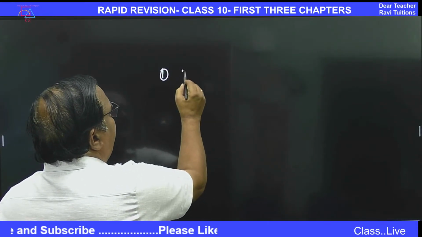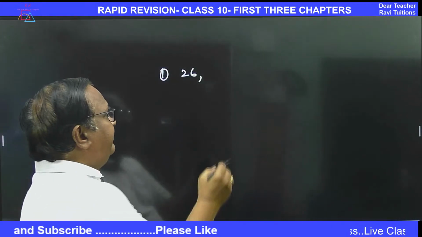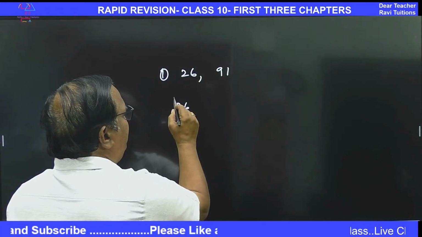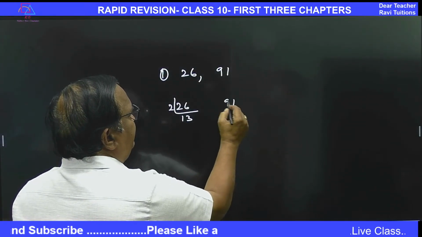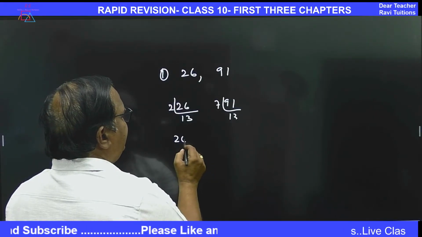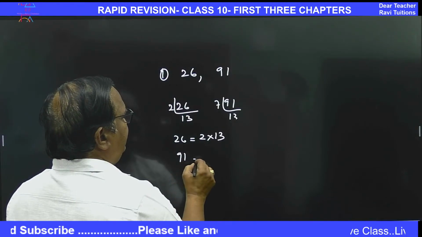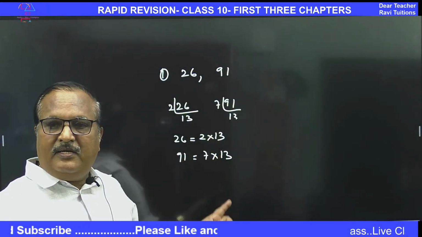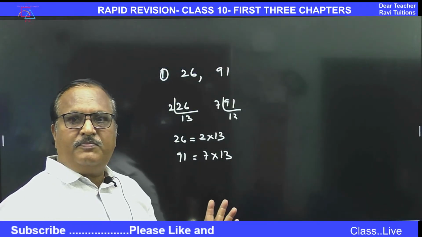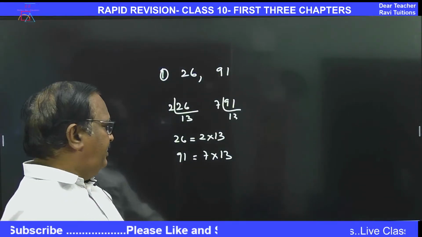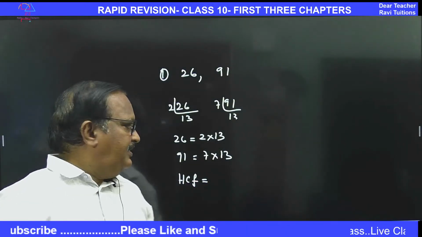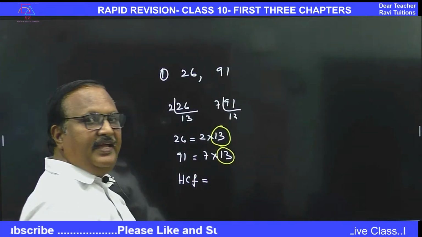So for the first question, let me do 26 and 91. Express them as a product of prime factors. 26 as a product of prime factors is 2 into 13. 91: 3 table won't go, 7 table, yes, 7 into 13. So 26 is equal to 2 into 13 and 91 is equal to 7 into 13. First express the two numbers as a product of prime numbers. Then let us find the HCF first. HCF is the highest common factor. The only common factor is 13, so HCF is 13.